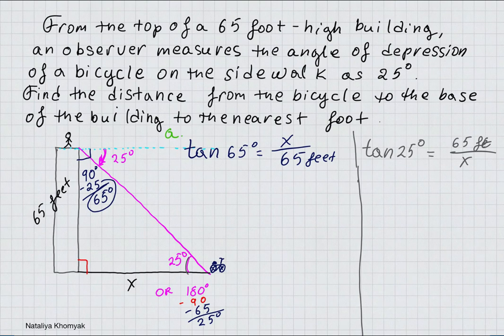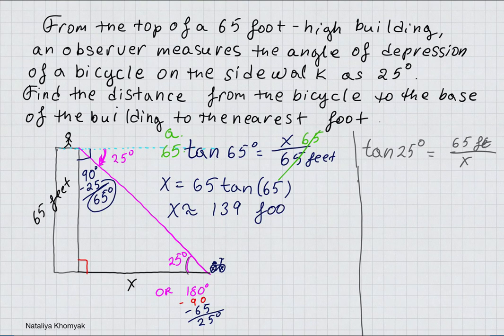And let's solve for x. X is being divided by 65 feet. The opposite is to multiply by 65. Whatever you do to one side, you do the same thing to the other side. 65, 65 will cancel. So x is equal to 65 tangent of 65 on your calculator. And I get approximately 139 rounded off to the nearest foot. So this is our solution.